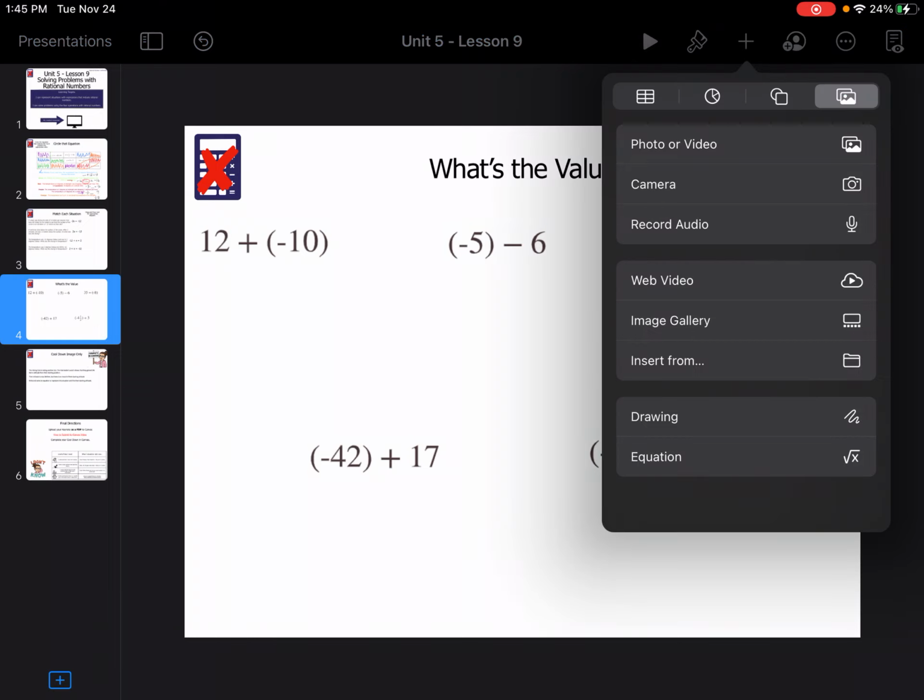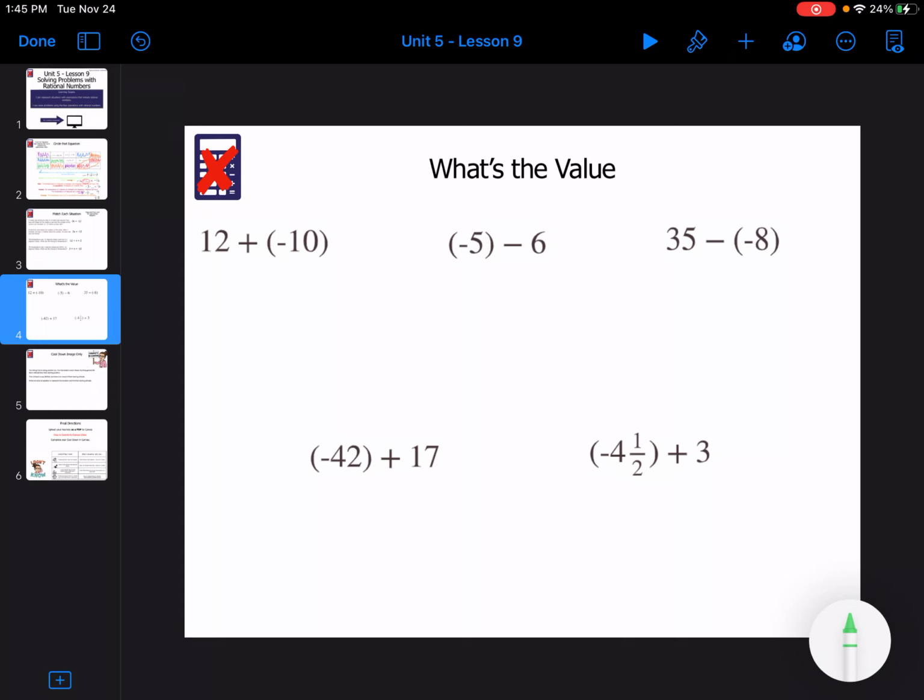Okay, so we're adding and subtracting our integers. So let's go ahead and turn on our drawing tool. Here's what I found. So now we're going to use our drawing tool. So I have 12 plus negative 10. So 12 plus negative 10, when the signs are different, I'm going to subtract. So I get 2, and I take the sign of the larger absolute value. So it's going to be positive.